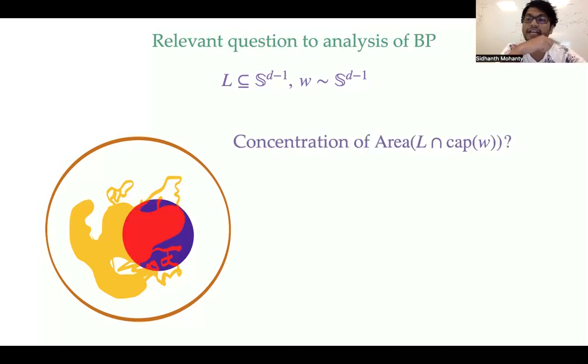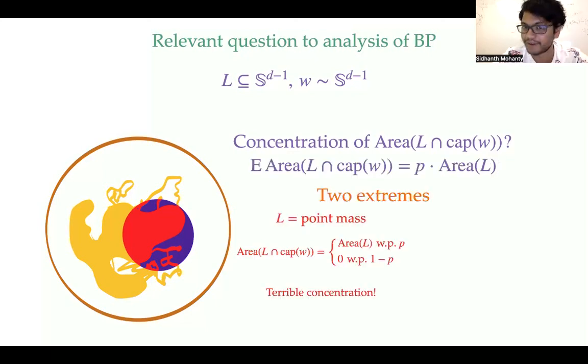Now we draw a cap of measure p around W. And now we want to know what the concentration properties of the area of L intersect cap of W are. And we actually do need to show some pretty good concentration properties for this quantity. So first of all, the expected value of this area is simply p times the area of the yellow set L. And just to get intuition for what kind of concentration I will tell you about, let's consider two extremes.